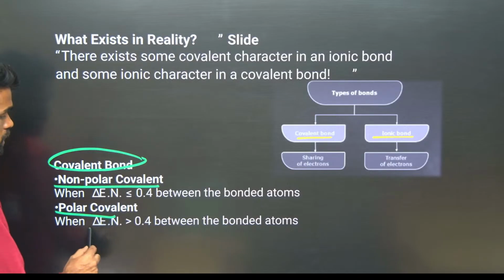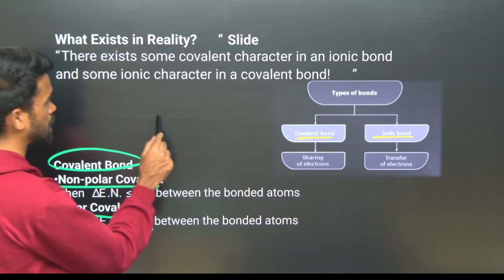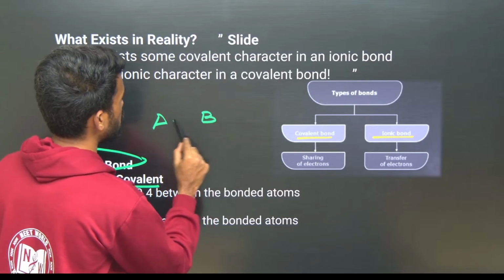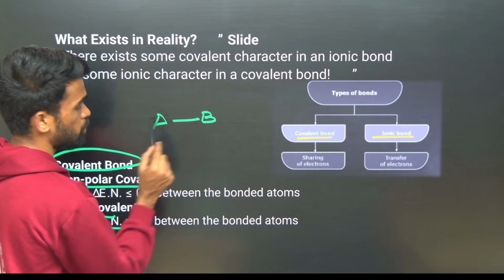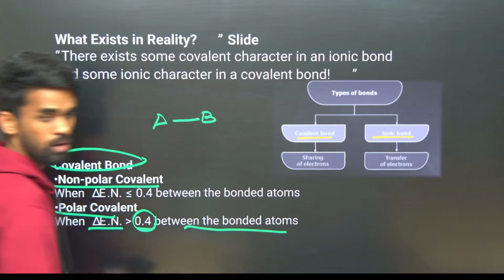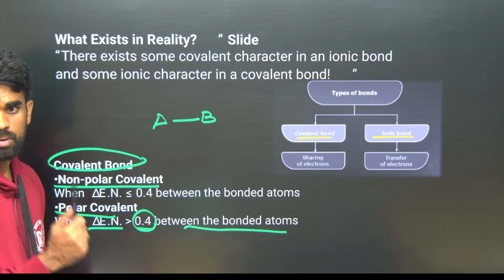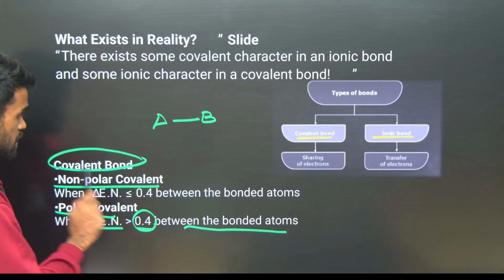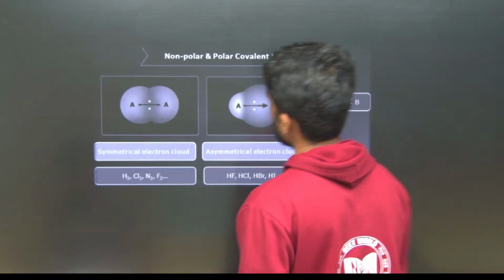When the electronegativity difference is greater than 0.4 between the bonded atoms, let us say A and B are making a bond like this, that is considered a polar bond. The more the difference, more than 0.4, it is considered polar covalent. If it is lesser than or equal to 0.4, then it is non-polar covalent.